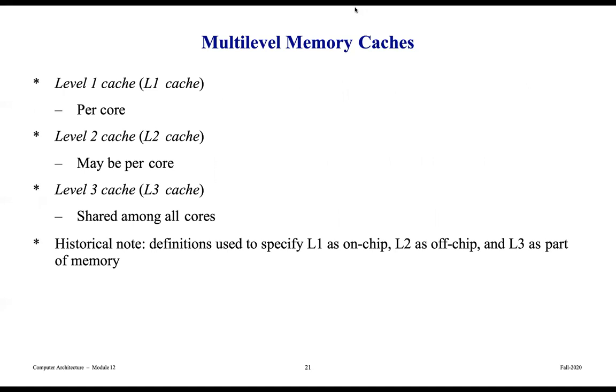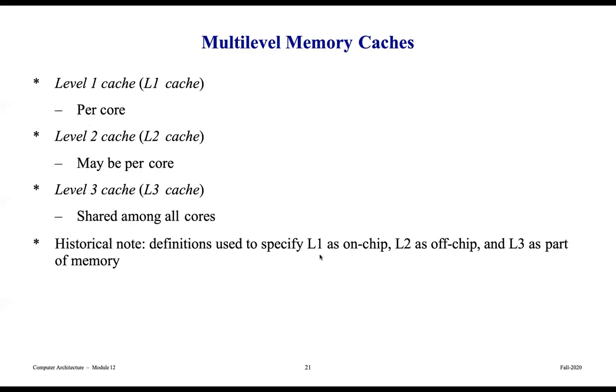Here's an example of a multi-level memory cache architecture. And we have a historical note we'll get to. The first one would be an L1 cache. This is something that would be associated with each core, so this definitely would be within the CPU. You could have a level 2 cache that may or may not be associated with a core, so it would be something a little bit more removed. And then a level 3 cache is something that's shared among all cores.